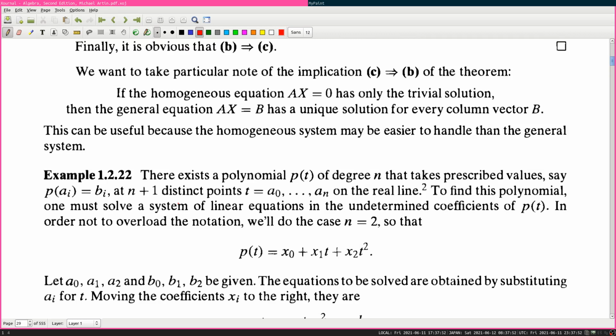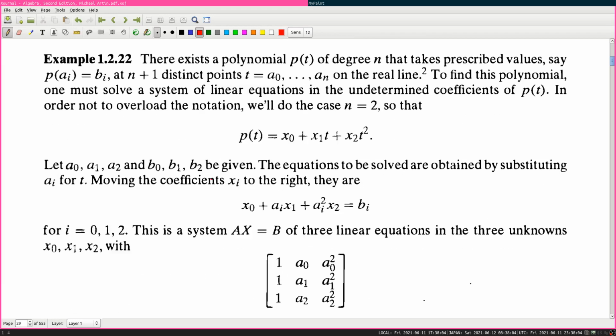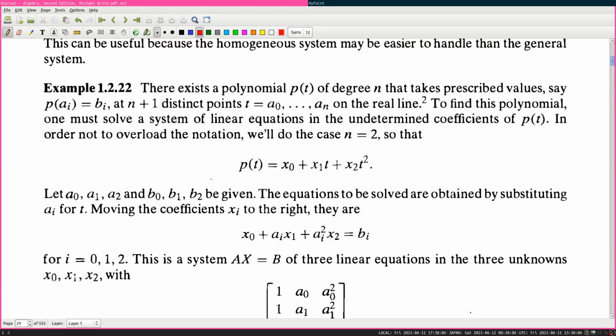Example 1.2.22: there exists a polynomial P of t of degree n that takes prescribed values, say P of ai equals bi, at n plus 1 distinct points on the real line. To find this polynomial, one must solve a system of linear equations in the undetermined coefficients of P of t. In order to not overload the notation, we'll do the case n equals 2, so that P of t equals x0 plus x1 t plus x2 t squared.